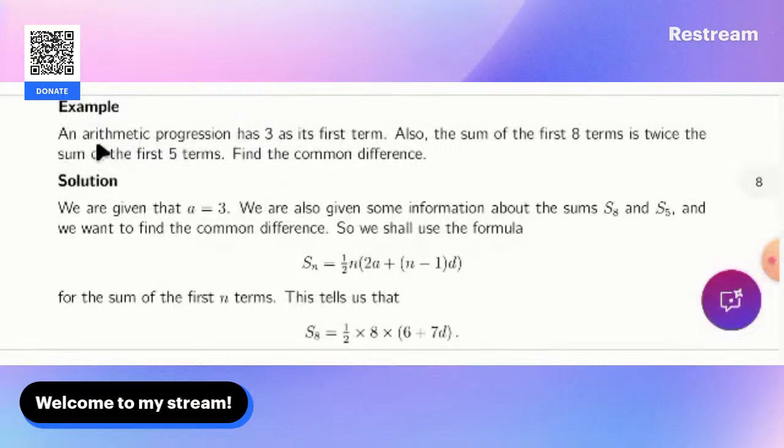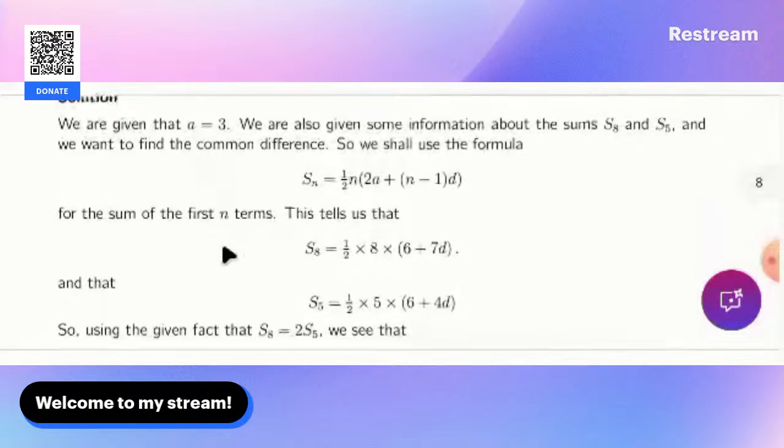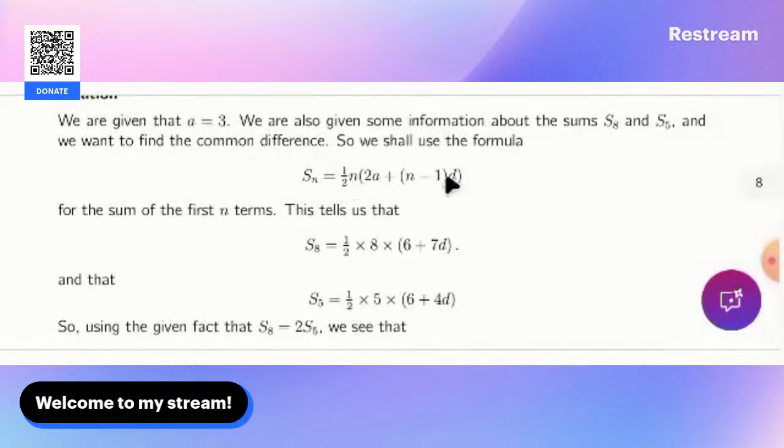For instance, another example here: an arithmetic progression has 3 as its first term. That means our a is equal to 3, right? Then the sum of the first 8 terms is twice the sum of the first 5 terms. Find the common difference. Technical, but simple, right? The first sentence tells us that S8 is equal to 8/2 times (6 plus 7d). The second one tells us that S5 is equal to 5/2 multiplied by (6 plus 4d). That is what we have.